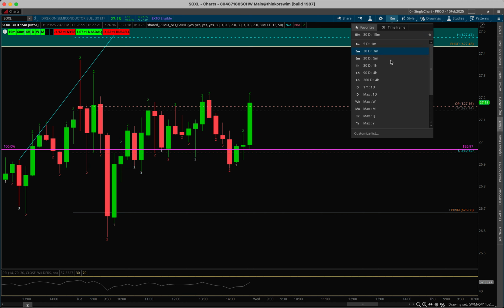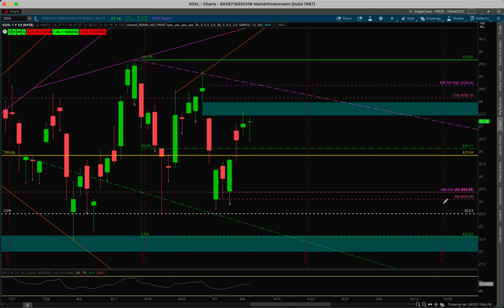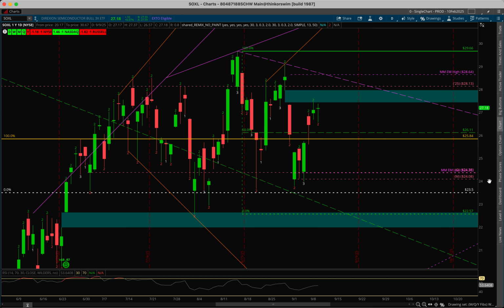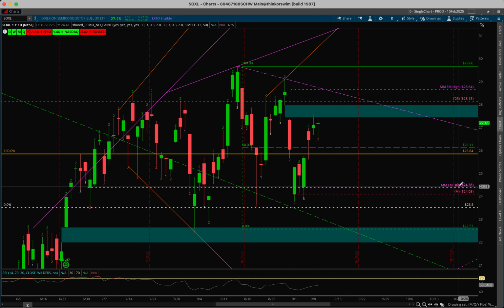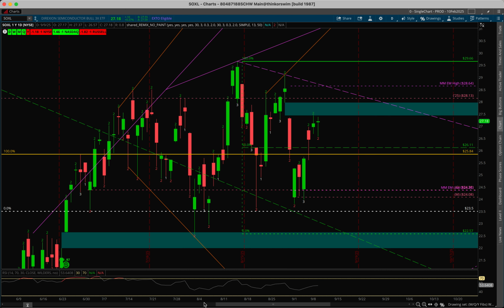Let's go ahead and zoom out just a little bit. Look at the 1 day. Let's pull out here to the 1 day, and you can see we've got the market makers expected move high up here at 28.64, the low down here at 24.38, which is the same as the flip for the quarter. That would flip the quarter red if we went below there. The month flip 24.08 is just below there. So we don't want to get back down there again.